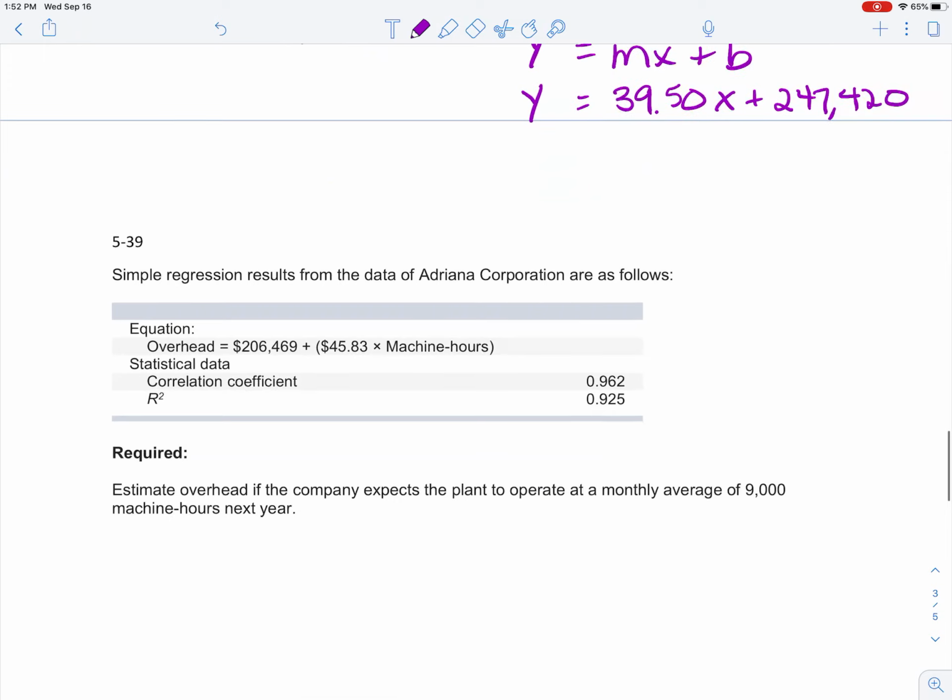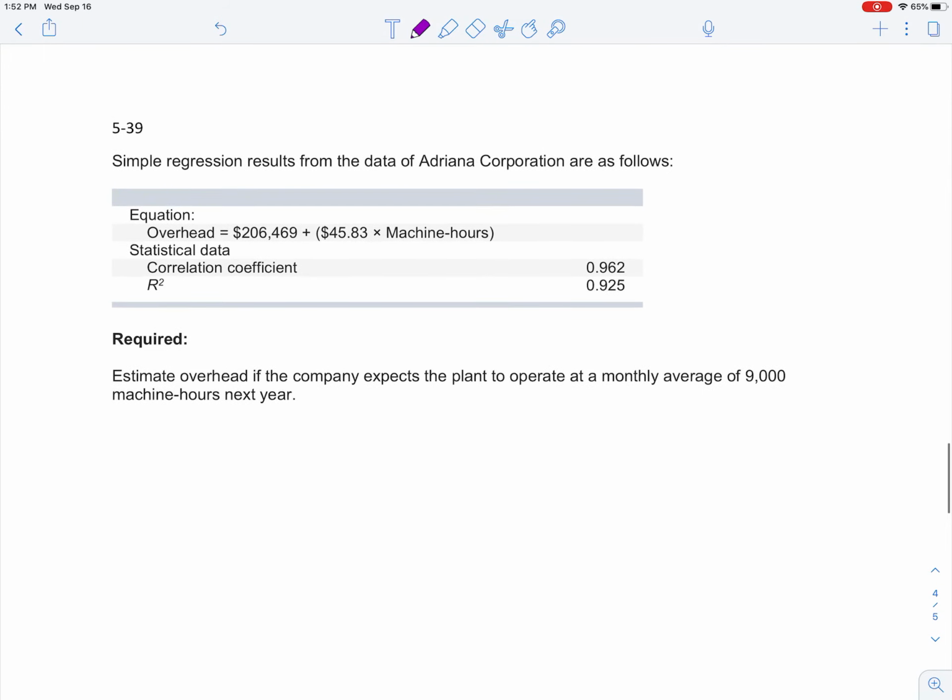Alright, let's look at another problem. This is 5-39 in your book. It looks very complicated. It's really not. They're giving us our overhead, our fixed cost, and our variable cost, and what they want you to estimate is our total cost for this overhead at 9,000 machine hours.